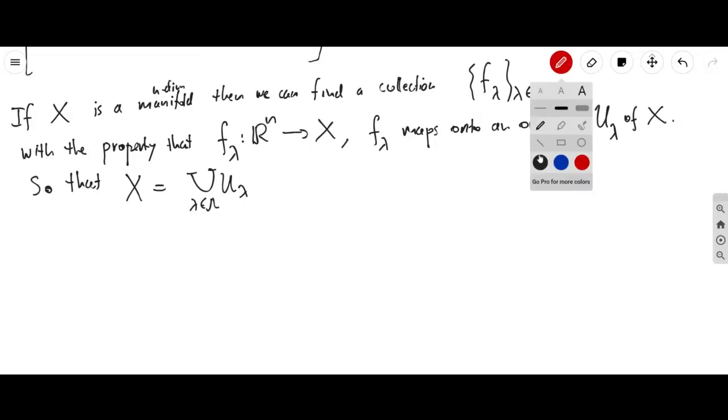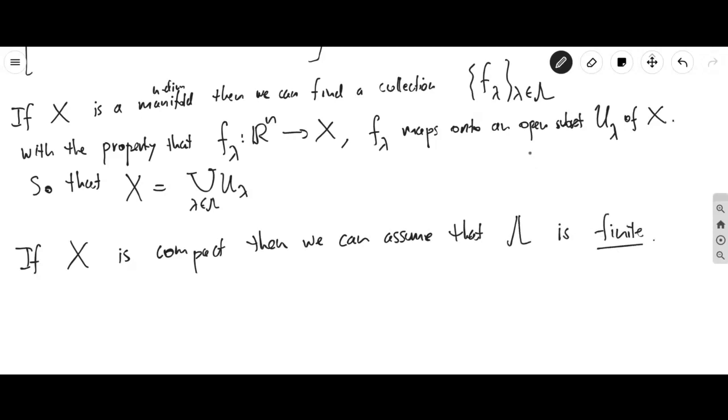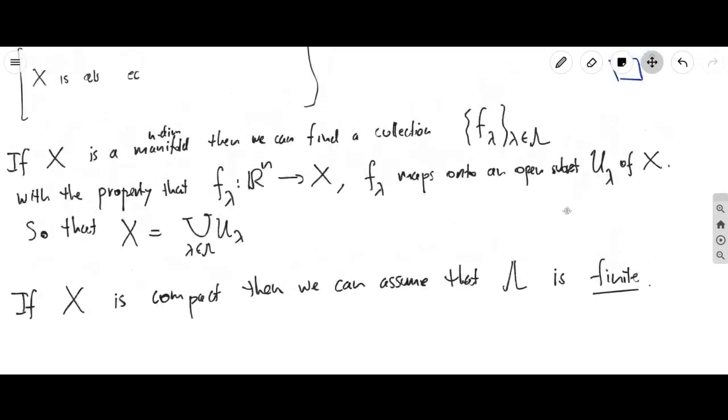And maybe what we can also add, that if X is compact, then we can assume that the indexing set lambda is finite, for a very simple reason, because X is a union of open subsets. If X is compact, then it means by definition you only need a finite number of those U's to do it, and so you only need a finite collection of such maps.